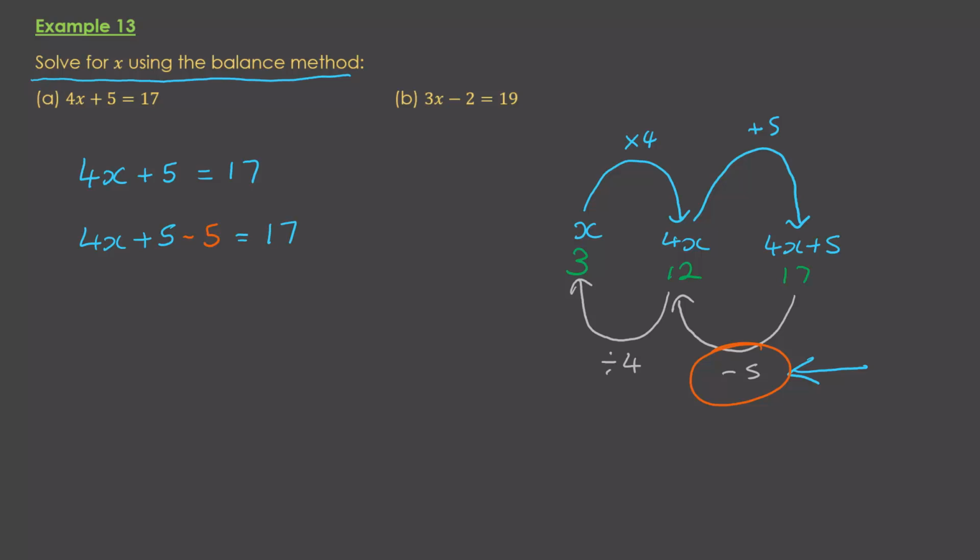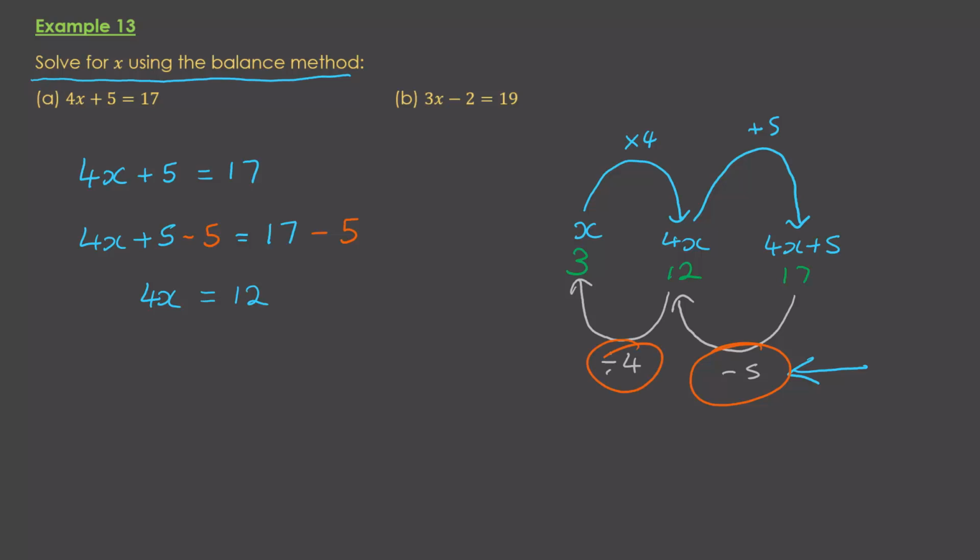But if I do that to the left-hand side, by the balance method, I have to do the same thing to the right-hand side. Now we know this is an inverse operation, so all we get left with on the left now is 4x, because add 5, take away 5 is 0. And then on the right-hand side, 17 take away 5 is 12.